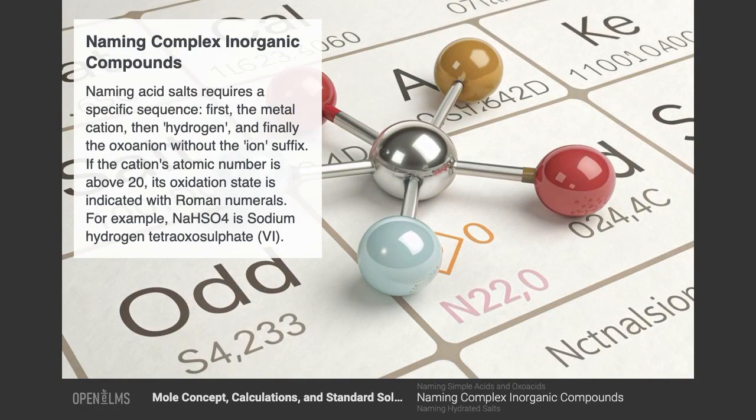Naming complex inorganic compounds. Naming acid salts requires a specific sequence. First, the metal cation, then hydrogen, and finally the oxoanion without the ion suffix. If the cation's atomic number is above 20, its oxidation state is indicated with Roman numerals. For example, NaHSO4 is sodium hydrogen tetraoxosulfate.